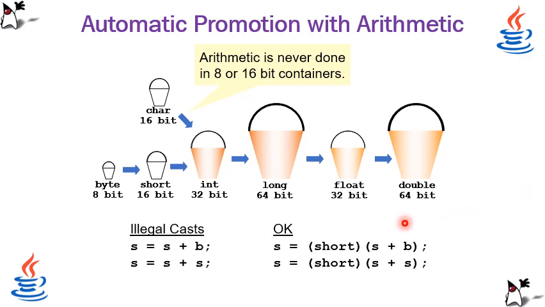If I am performing an addition operation between a short data type variable and a byte data type variable, this line will produce a compiler error. Why? Because I am performing this arithmetic operation using integer data type. Therefore, I will have to specify that this integer data type has to be converted into short. So the corrected version is given here on the right hand side.